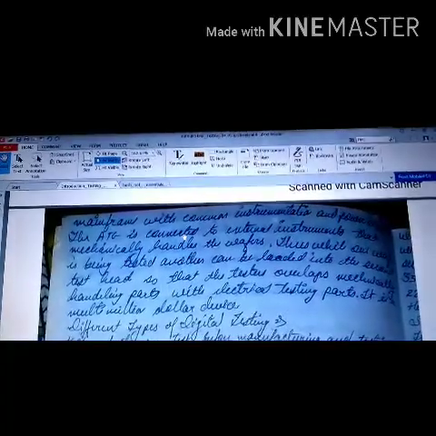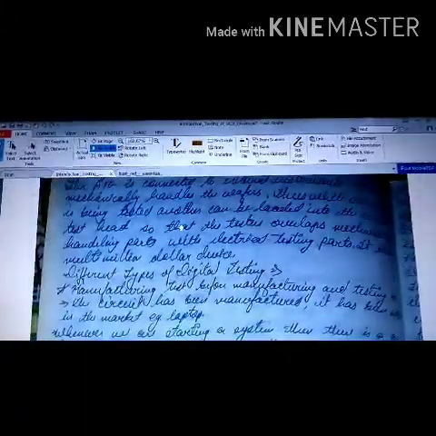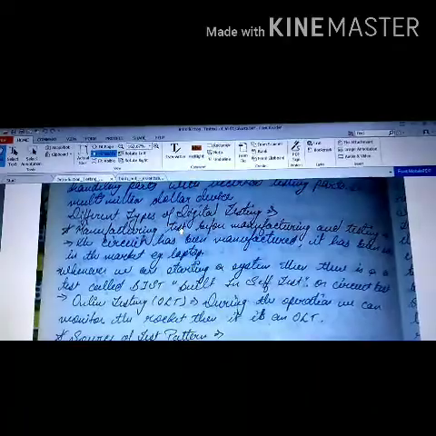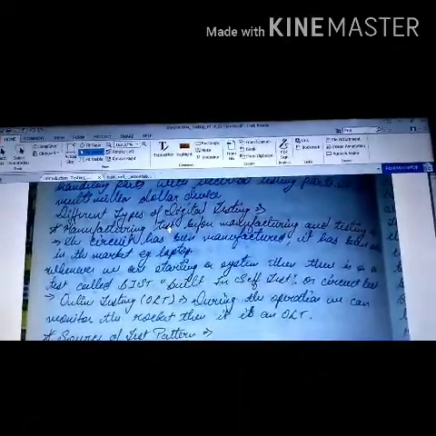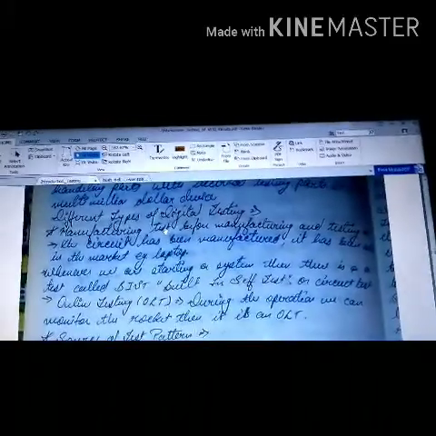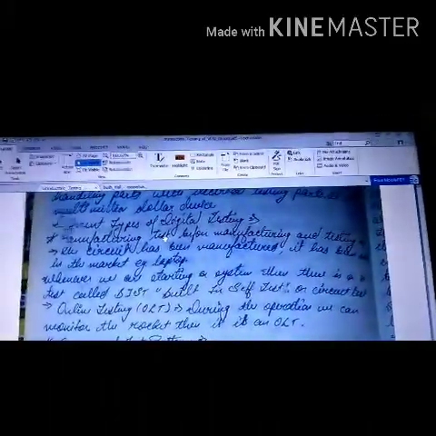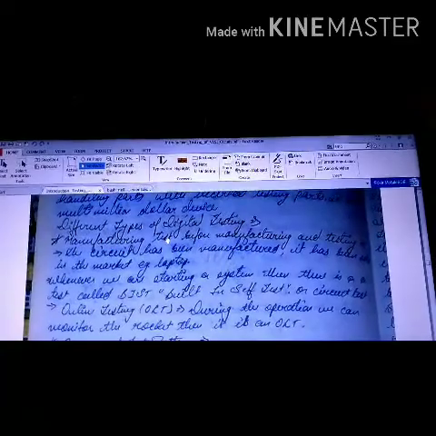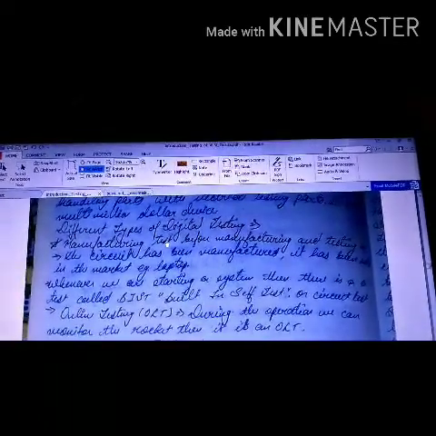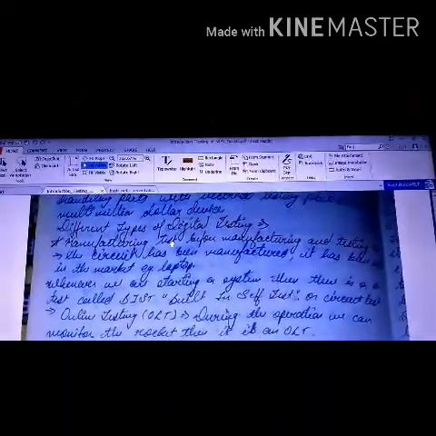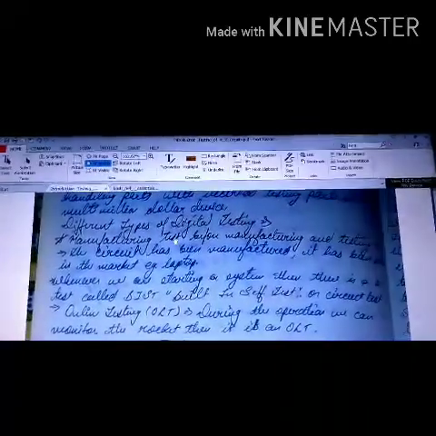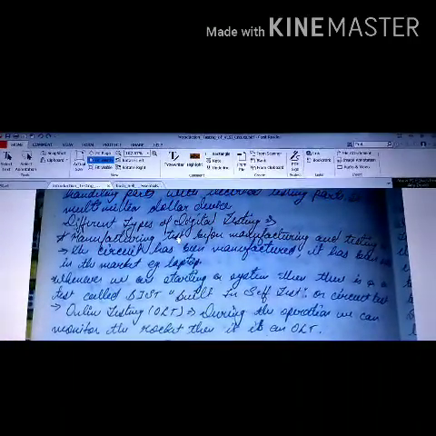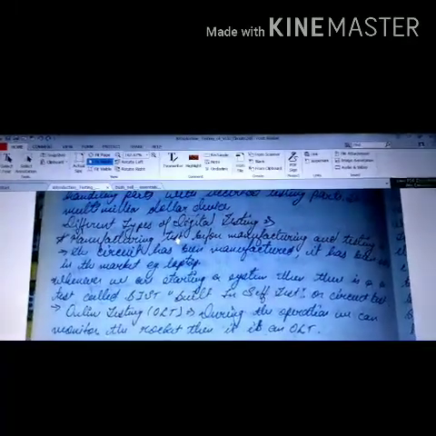Now let us look at the next topic. It is related to different types of digital testing. Different types of digital testing we have already seen. At different levels different types of testing are done. So in brief, here we will see what types of testing can be done. Let us see. Okay, so number one is manufacturing tests.